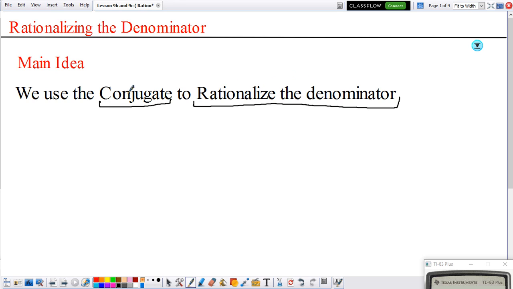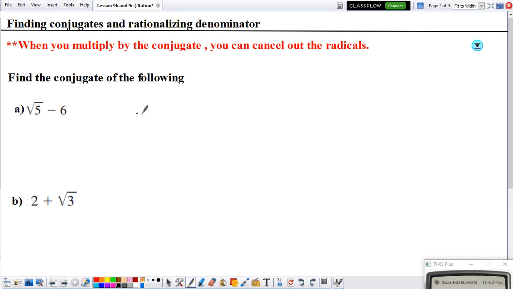So keep that in mind. First, we're going to talk about something called a conjugate, and we're going to use the conjugate to rationalize the denominator. So let's get started. Now here, let's talk about the conjugate first. One thing to keep in mind is that when you multiply by the conjugate, you will cancel out radicals. Or again, radicals is another way to just say square roots.